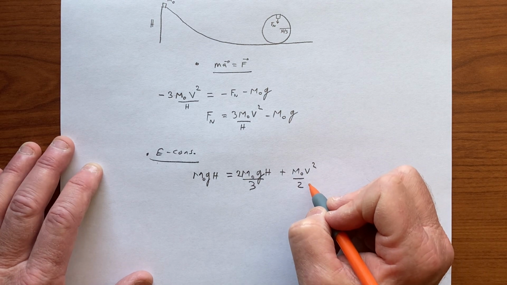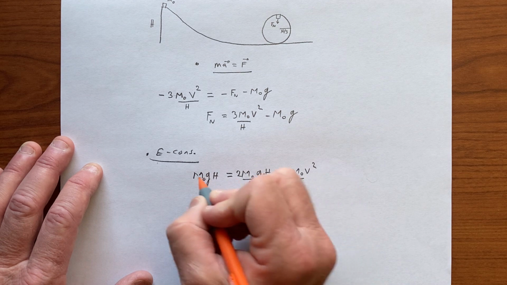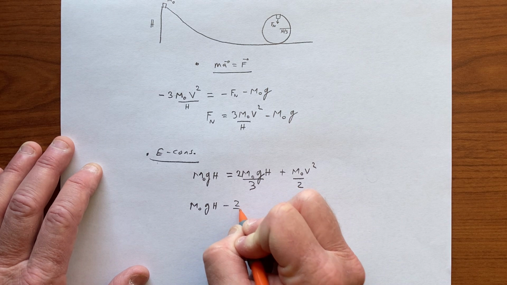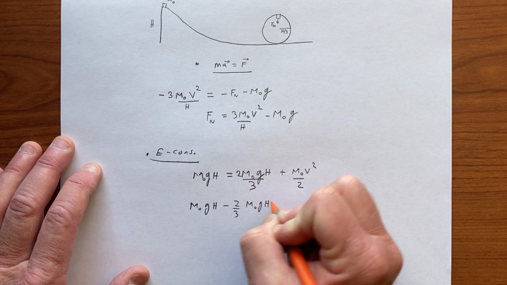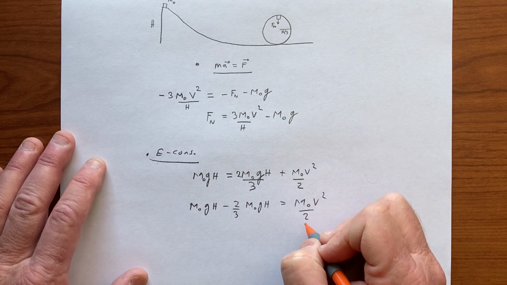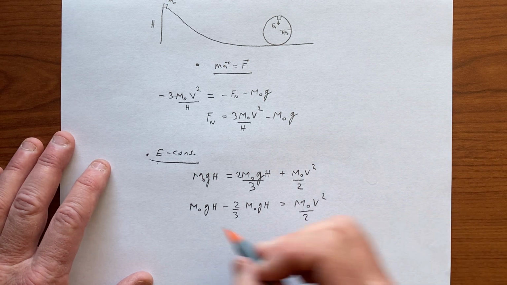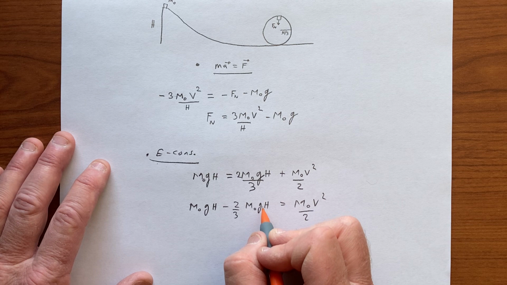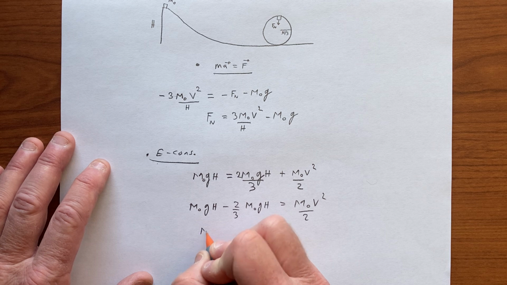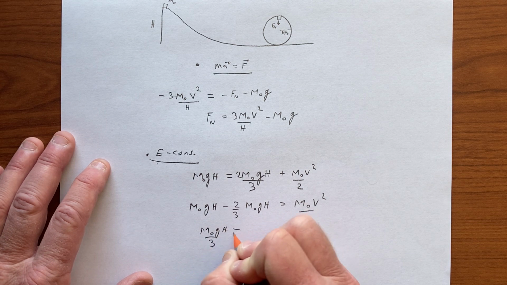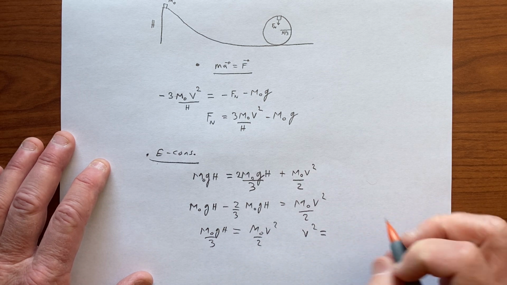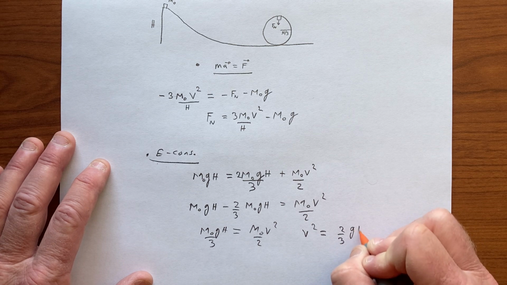So we're going to solve for that v squared, and so we're going to bring this to this side, so we'll have m naught gh minus 2 thirds m naught gh, and then we'll divide by the mass and multiply by 2, and we'll have our v squared. So we have 1 m naught gh minus 2 thirds m naught gh, so 1 minus 2 thirds, that's 1/3. So we have m naught gh over 3 equals m naught v squared over 2. And so v squared will be equal to 2/3 gh.